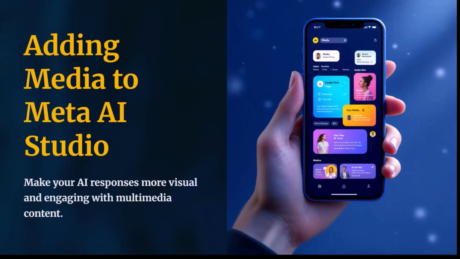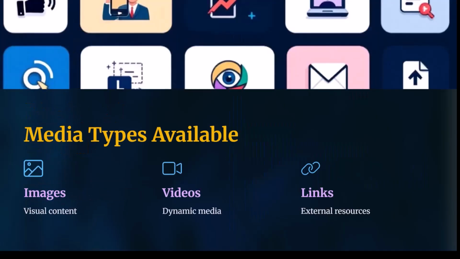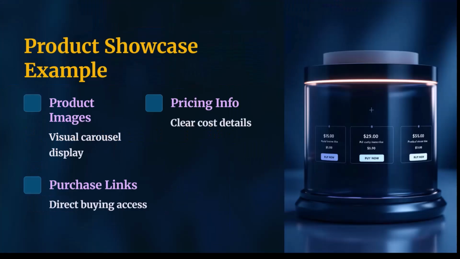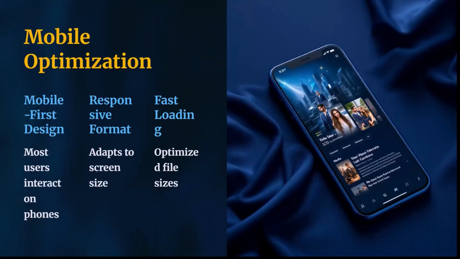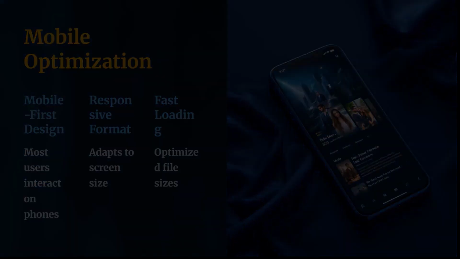Want to make your responses more visual? Meta AI Studio lets you attach images, videos, and links to your AI replies. For example, if someone asks about a product, your AI can reply with a carousel of product images, along with prices and purchase links. To add media, just click Add Media when editing a response and upload or link the file. Make sure your media is mobile-friendly, since most users will interact on their phones.